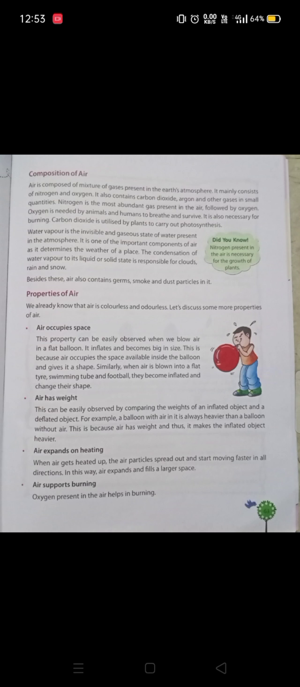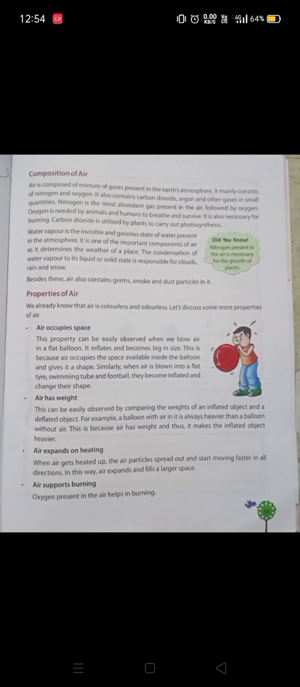See, the weather of a place depends upon the water vapor, how much water vapor is there in the air. Alright, the condensation of water vapor to its liquid or solid state is responsible for clouds, rain and snow. You know what is condensation? You have studied in the previous class, I think so, about the water cycle.